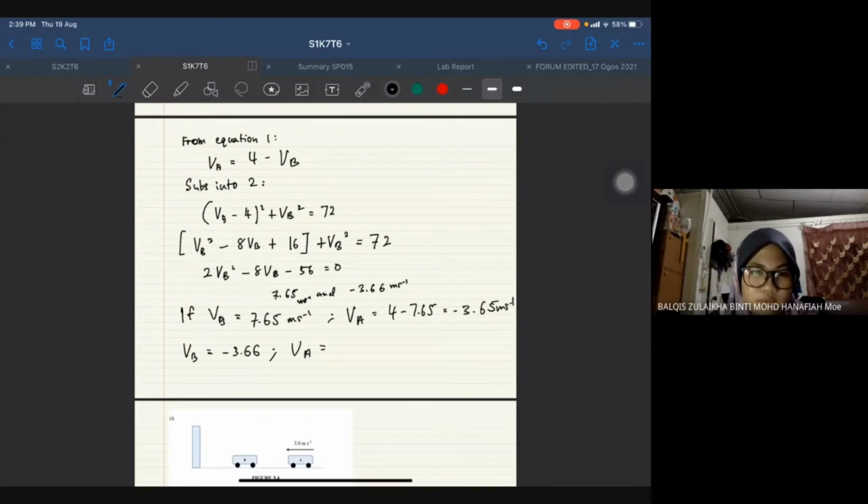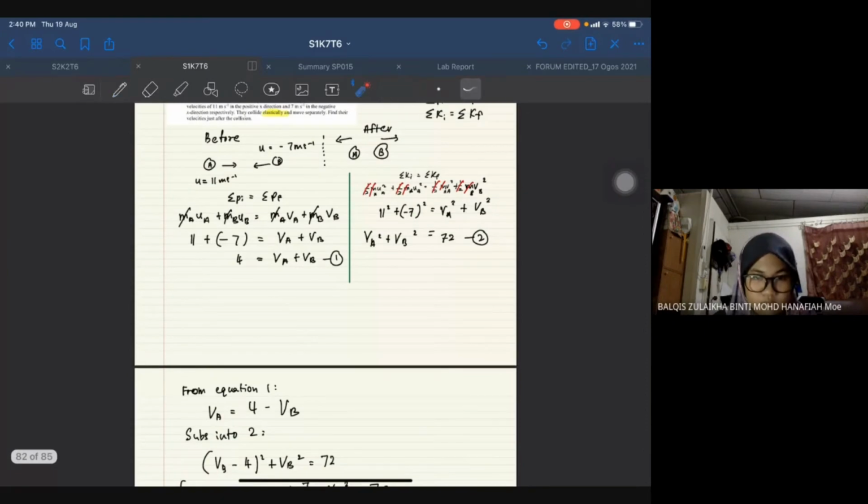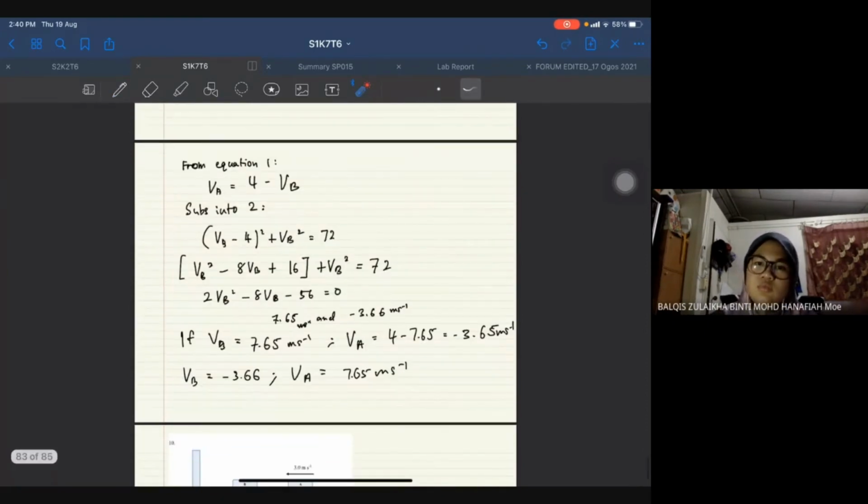Okay. So if you calculate, if you use 3.66, you substitute inside, you get 7.65. Okay, boleh try kira lah. And the thing is, the difference here between this one is just the sign convention. So the pair stay the same. So you can choose B to be positive, A to be negative based on your drawing. So I'm going to choose that.